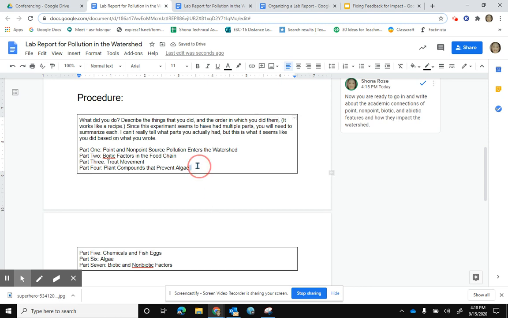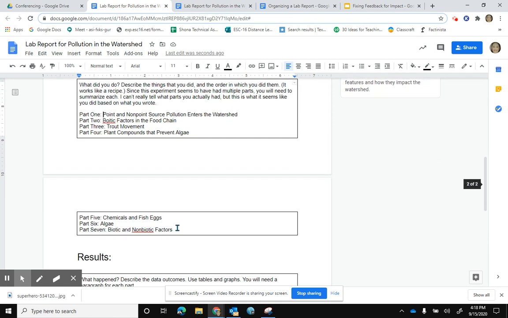Now, I can't really tell. It seems like you've got several experiments or several portions of the lab that you've done. So you would need to really think about the different parts that are there. And I may be wrong about what you have here. These may not be the parts. I haven't seen the lab, so I'm not sure. But you would need to really think about the different parts and think about the steps about what did you actually do.